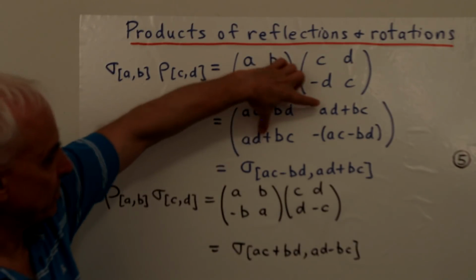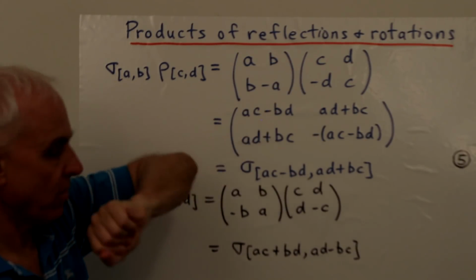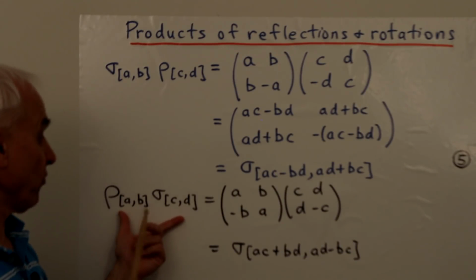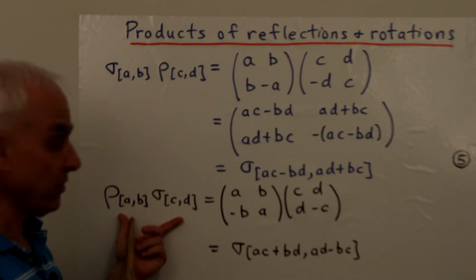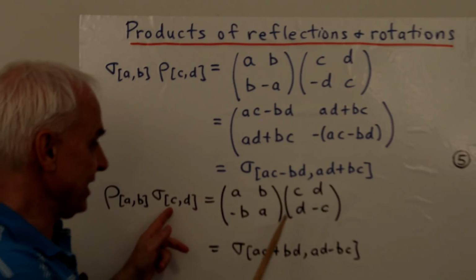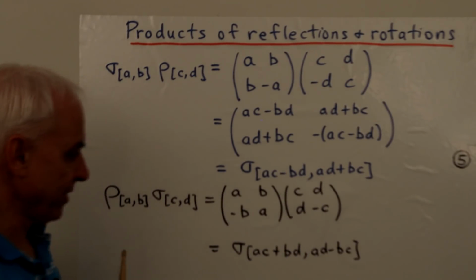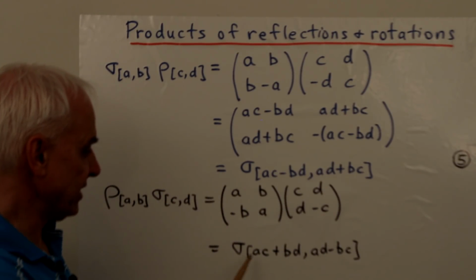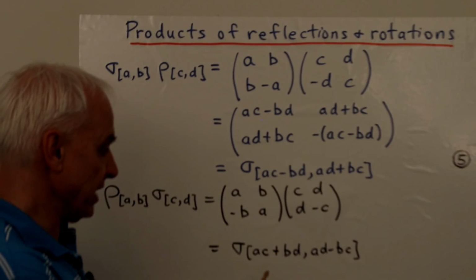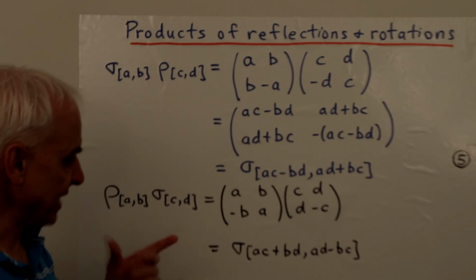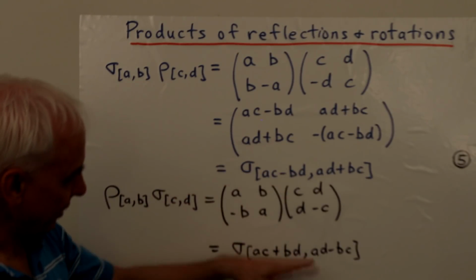It's a reflection matrix because these two are the same and these two are negatives. On the other hand, if we do it the other way around, we do a rotation matrix first, rho AB, followed by sigma CD, the reflection. Well, you could do the matrix multiplication again, and you'll see that you get sigma AC plus BD, AD minus BC. So the same two quantities are appearing.